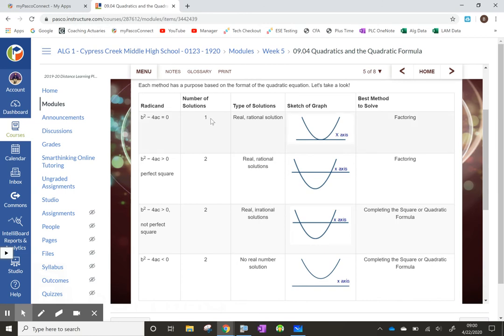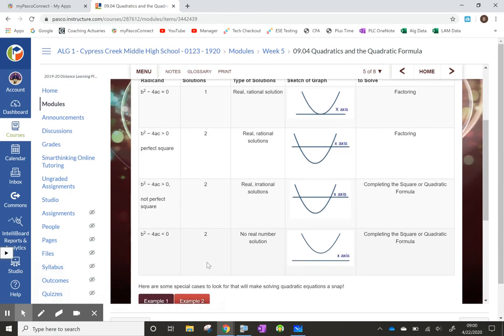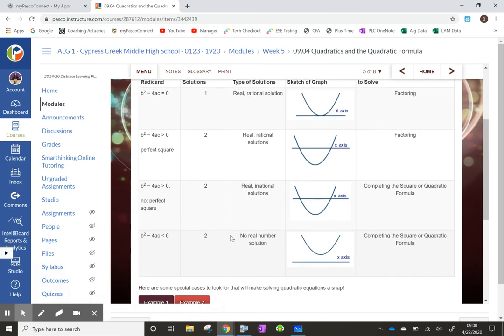You see it says number of solutions 1, 2, 2, and 2. All right, well actually, let's see, which one is it? The last one, the one at the bottom. The bottom row. You see it still says 2 solutions, but here's the thing. Look to the right, it says no real number solution. And again, you can see on the picture that it doesn't hit the x-axis.